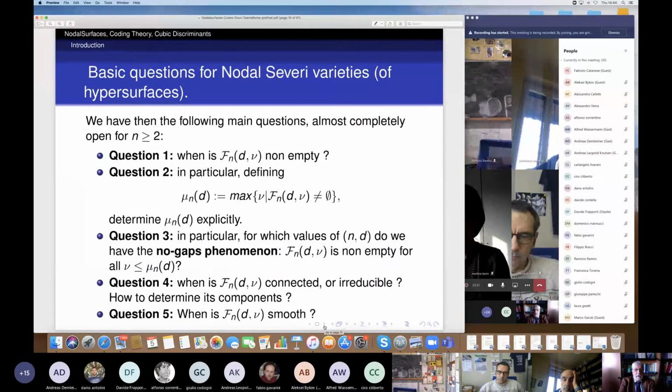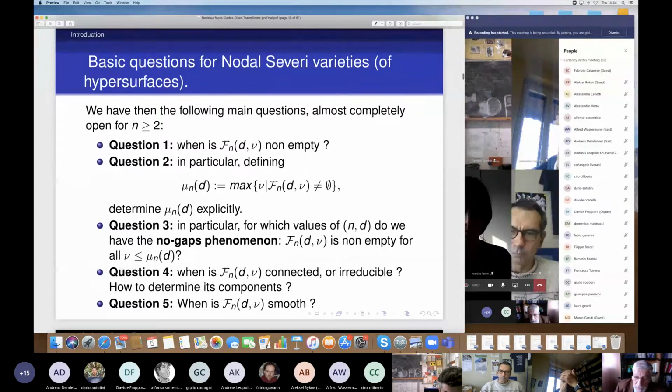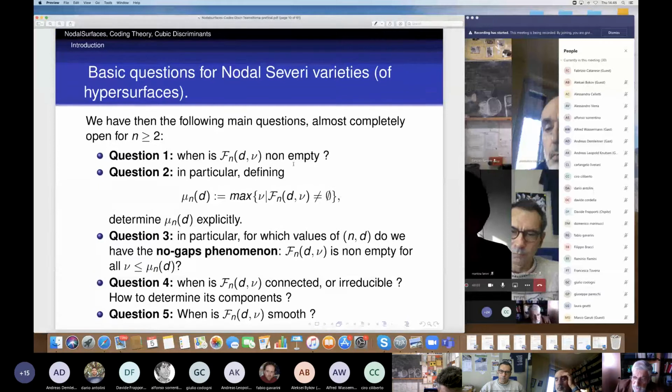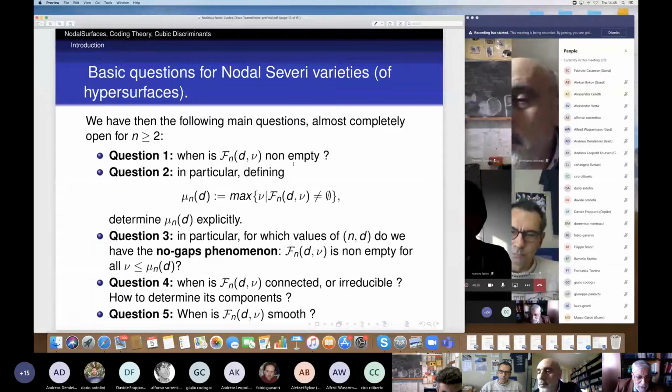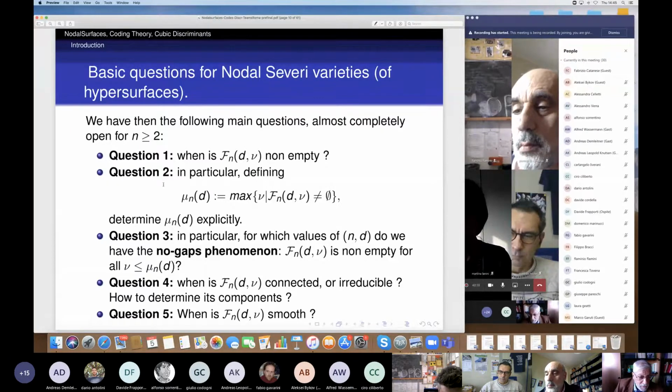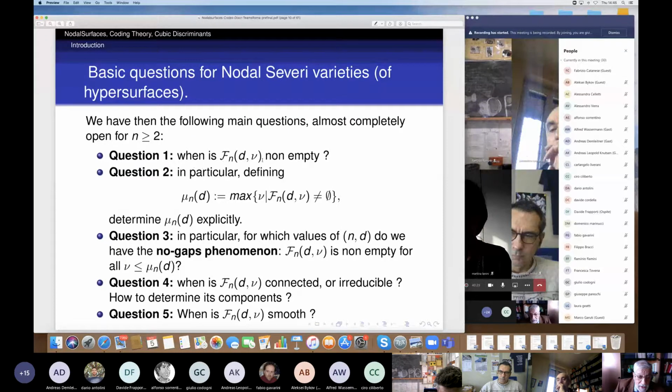Now, what are the basic questions for nodal Severi varieties of hypersurfaces? These questions are almost completely open for n at least 2, because there is no miracle. I like very much when I started to study one complex variable, because everything works perfectly. But life is tough as soon as you go to a higher dimension. First question: when is this variety non-empty?